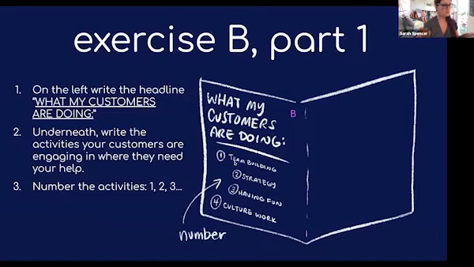And what you're going to do is take another piece of paper. You're going to do the same thing. You're going to bend it. And this is going to be worksheet B. And on the left, you are going to write what my customers are doing. And then underneath that, you are going to write the various things that they do.